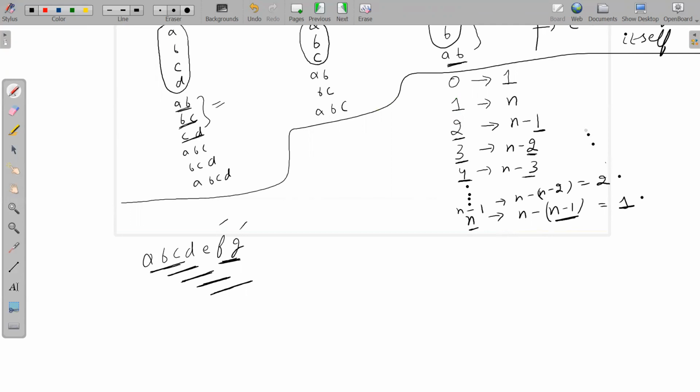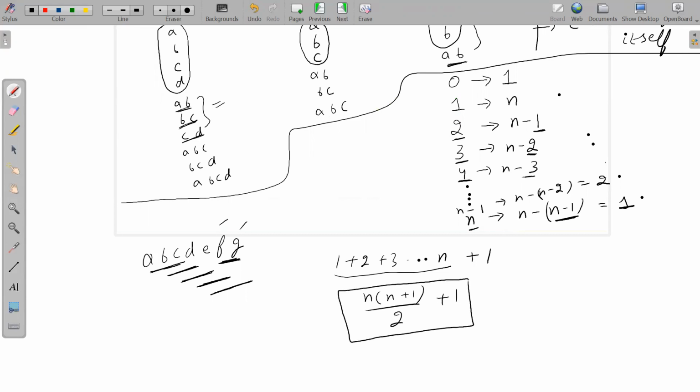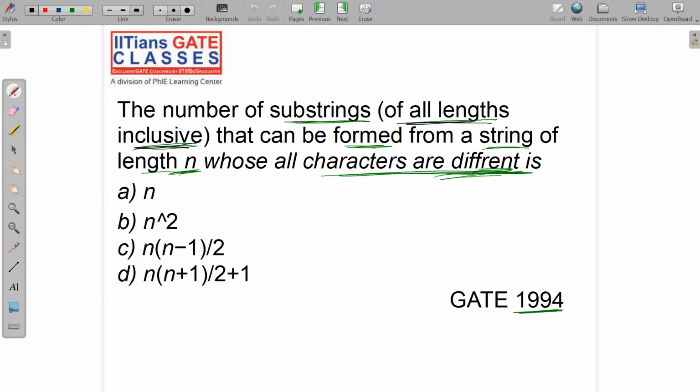So 1, 2, 3, up to n, we have to sum all these things plus 1. So 1 plus 2 plus 3 up to n, plus 1. This is the sum of n natural numbers, that is n into n plus 1 by 2, plus 1. So this is the total number of substrings, all lengths inclusive, of a string whose length is n and all characters are different. So the answer to the previous question will be n into n plus 1 by 2 plus 1. This is my correct answer. The correct answer is D here.